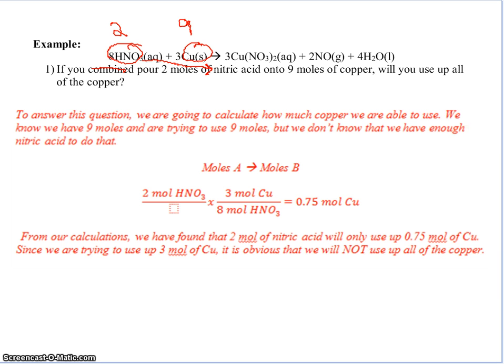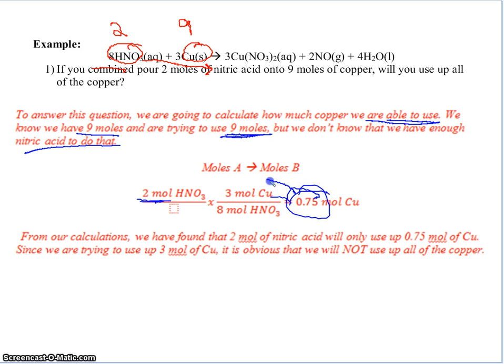To answer this question, we're going to calculate how much copper we are able to use. We know we have 9 moles, and are trying to use 9 moles, but we don't know that we have enough nitric acid to do that. So they go moles A to moles B. So they're starting with the nitric acid, they use their mole ratio, and then they get the copper. And this copper corresponds to this nitric acid.